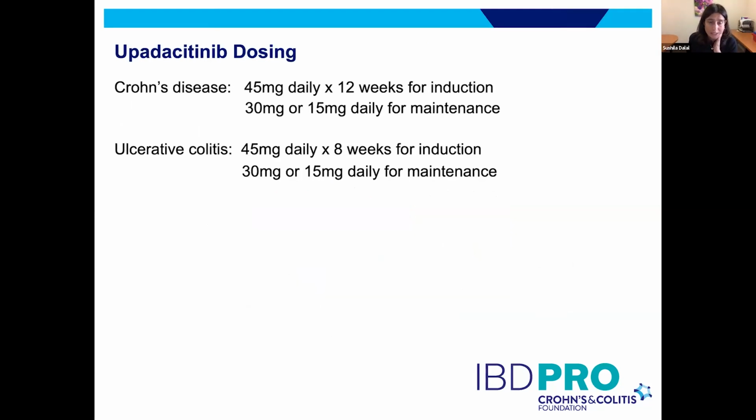So dosing for upadacitinib for Crohn's disease, it's 45 milligrams a day for 12 weeks for induction. Induction in ulcerative colitis is 8 weeks. And then after that induction, maintenance dosing can be 30 milligrams or 15 milligrams. You have to assess the patient's disease severity to judge what the appropriate dose for them is.